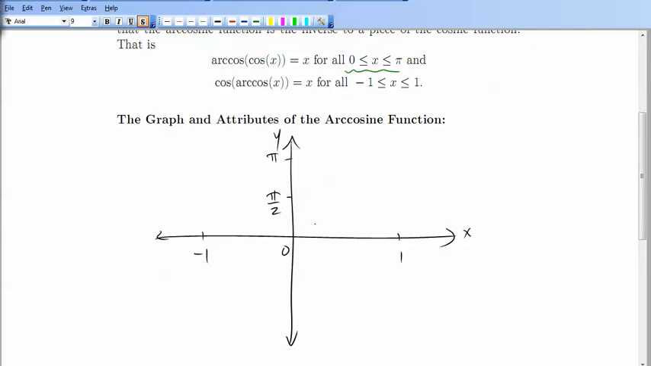Now we know that the cosine of 0 is 1. So that means that we have that point. The cosine of pi by 2 is 0, and the cosine of pi is -1. So we're going to have those points there. And we get this graph here as our y equals arc cosine of x.